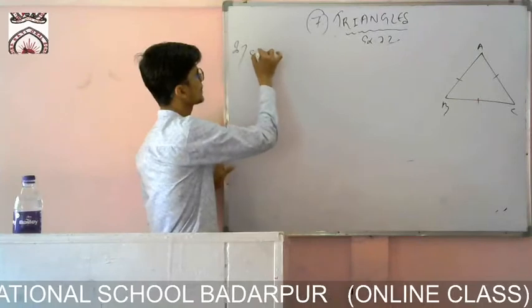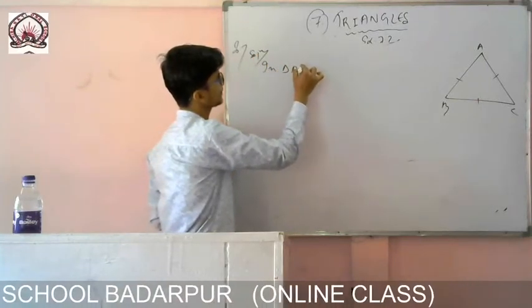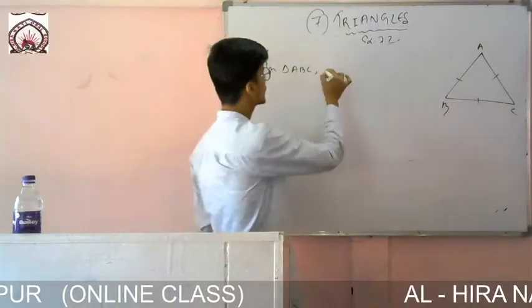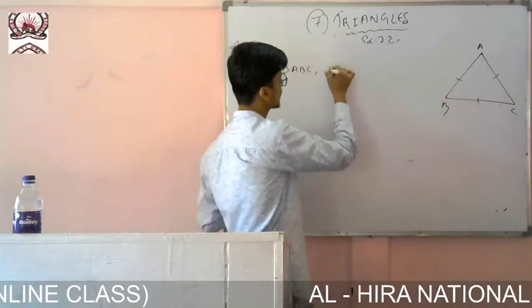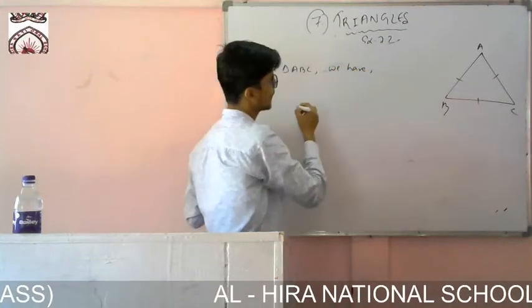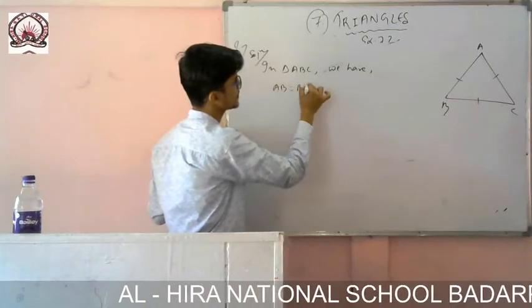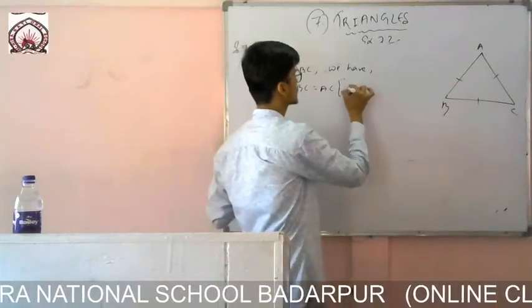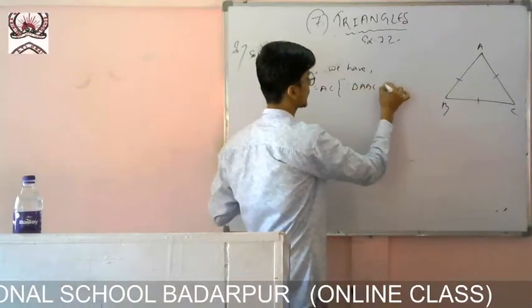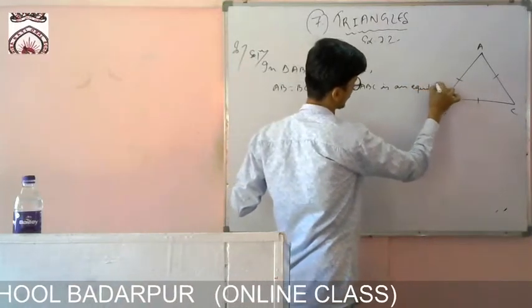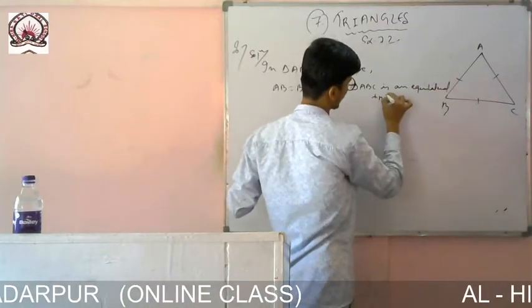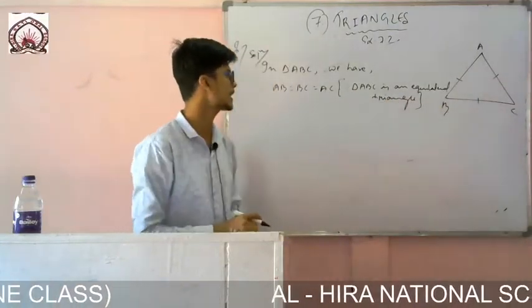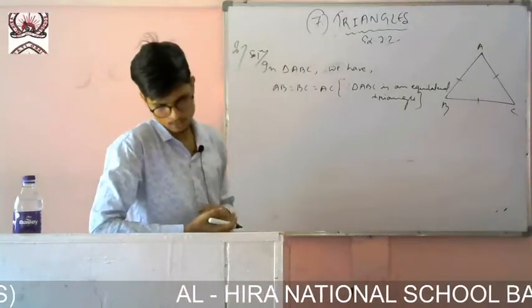So you write the solution. In triangle ABC we have, since it is an equilateral triangle, AB is equal to BC is equal to AC. You can write here, since triangle ABC is an equilateral triangle, so in triangle ABC we have AB equals BC equals AC.